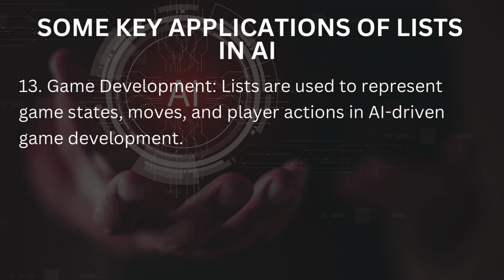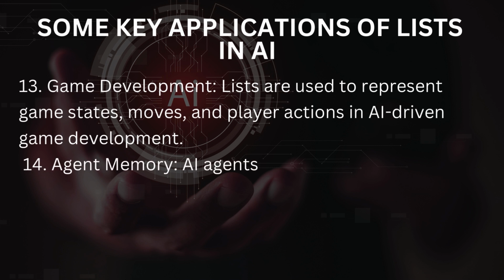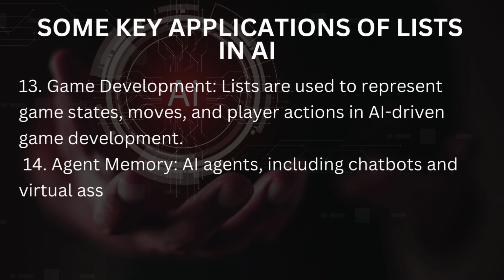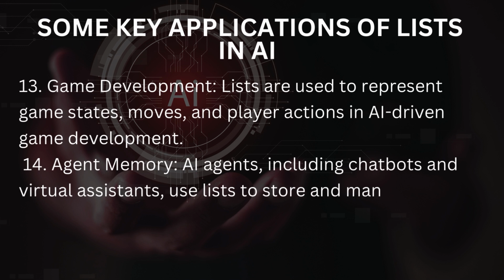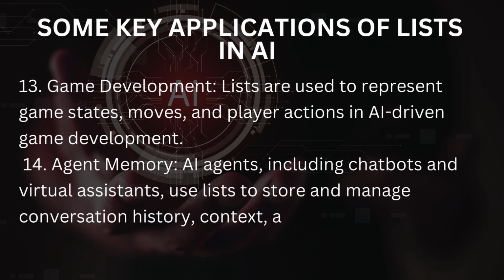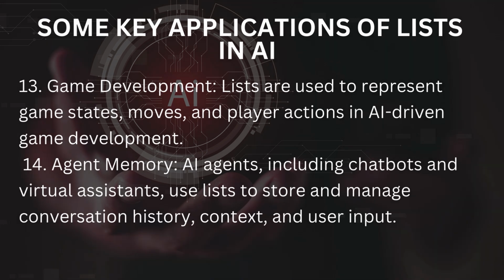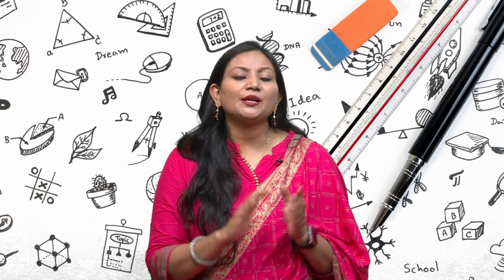Next is agent memory. AI agents including chatbots and virtual assistants use lists to store and manage conversation history, context and user input. In AI, lists are versatile data structures that play a crucial role in representing and manipulating information. They are used in a wide range of AI applications, from knowledge representation to problem solving and data management.